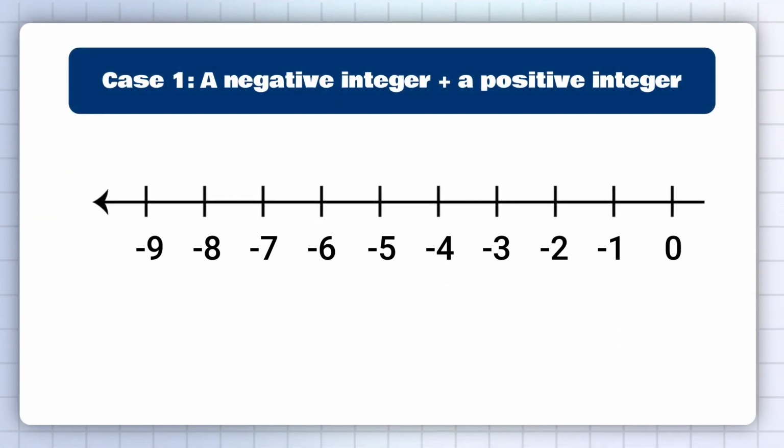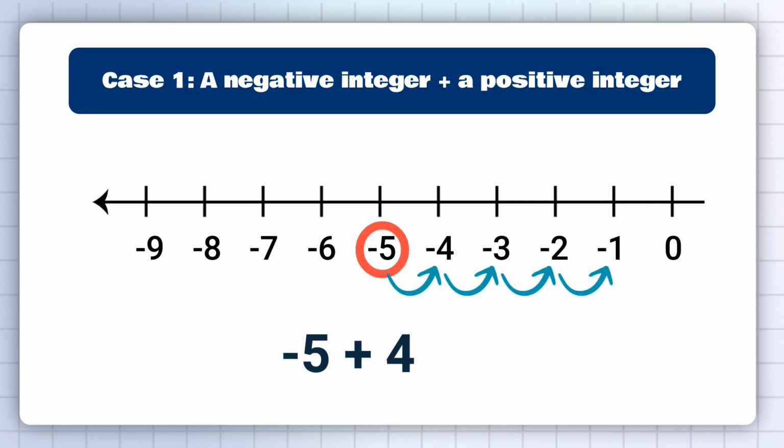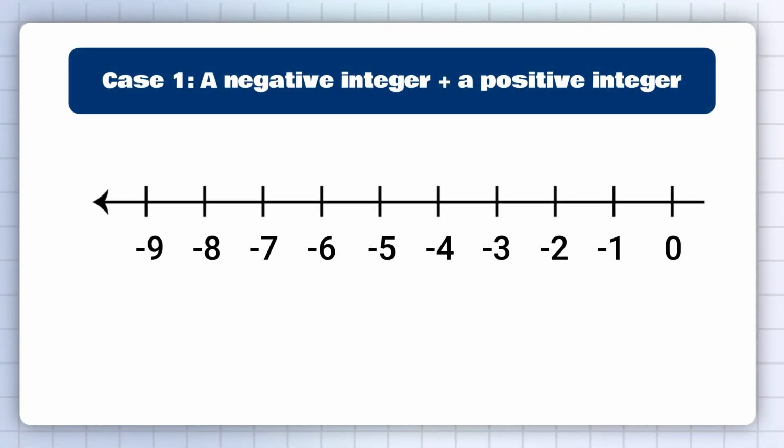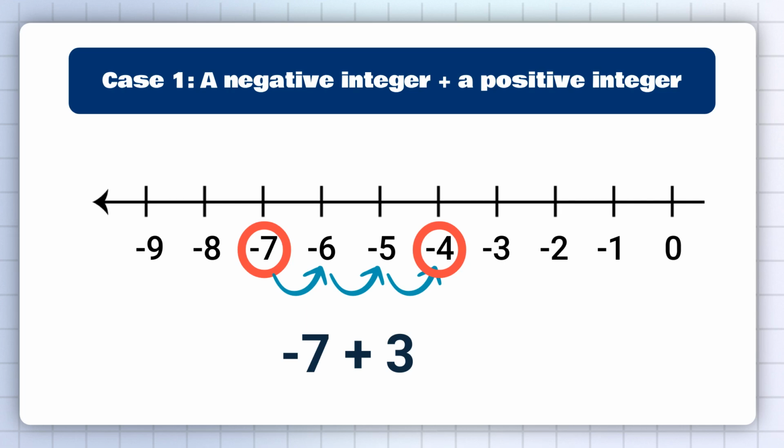Let's see a few more examples. Let's try -5 plus 4. First, start at -5. Then, move 4 units to the right, -4, -3, -2, -1. You get the result, -5 plus 4 equals -1. Let's try another example, -7 plus 3. Start at -7. Move 3 units to the right, -6, -5, -4. So -7 plus 3 equals -4.